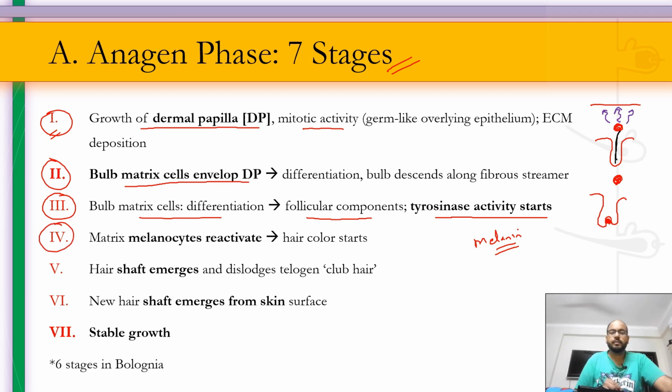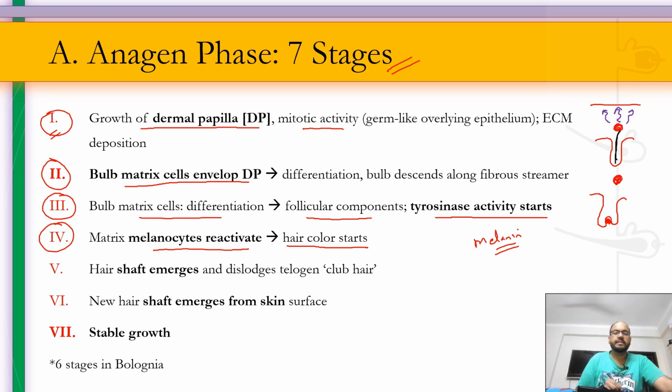Now, matrix melanocytes reactivate. Now they are starting to receive color and hair coloration starts. So till stage 3 of anagen phase, the hair doesn't have color. In stage 3, the melanocytes start to develop the machinery to form color, the enzymes start to develop, and the color formation starts. From stage 4, the melanin is being transferred to the growing hair, and you will have hair color after stage 3 of the anagen phase.